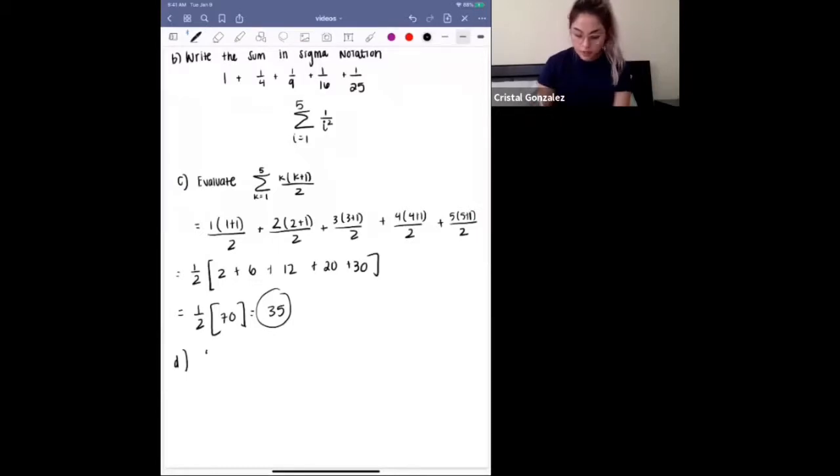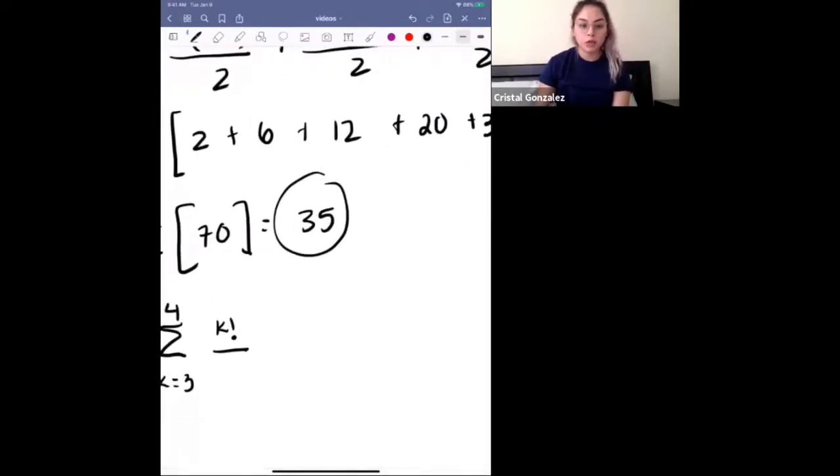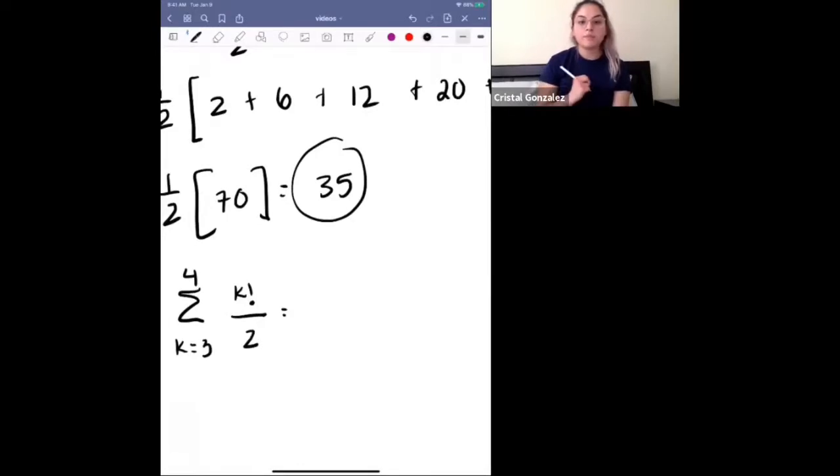Just because I think this is a good one, especially when you're moving forward to Calc 2, just to remind you about these cool factorials, or exclamation marks. Okay, so here, same thing, I want you to try this. This one's a little bit different. Our K is starting at 3 and not at 1 or 0 like we're used to. So this one won't be too long because we're starting at 3 and it ends at 4.